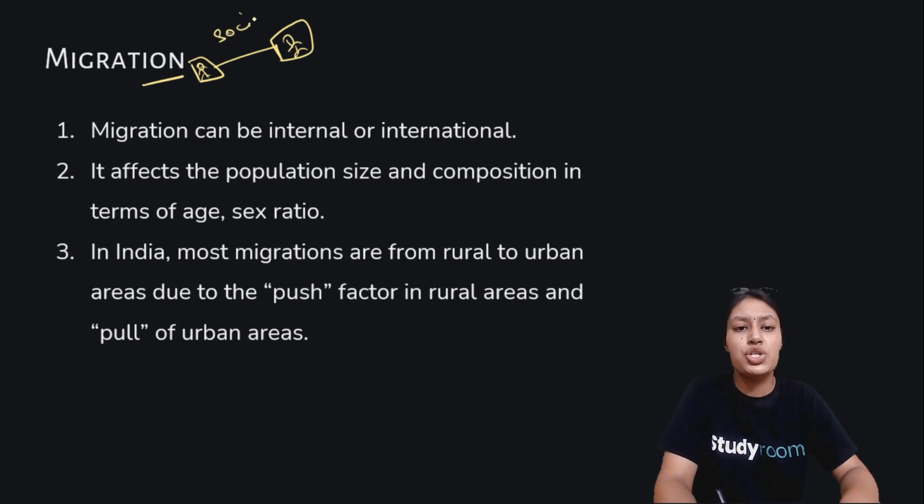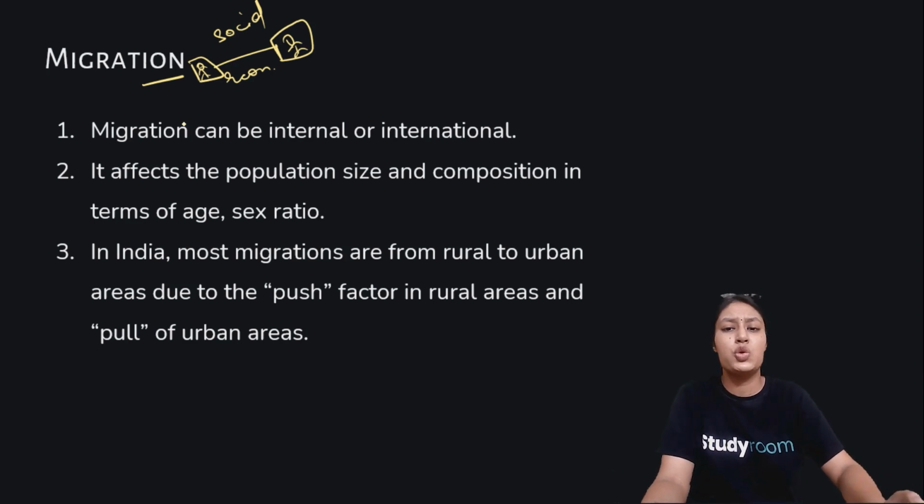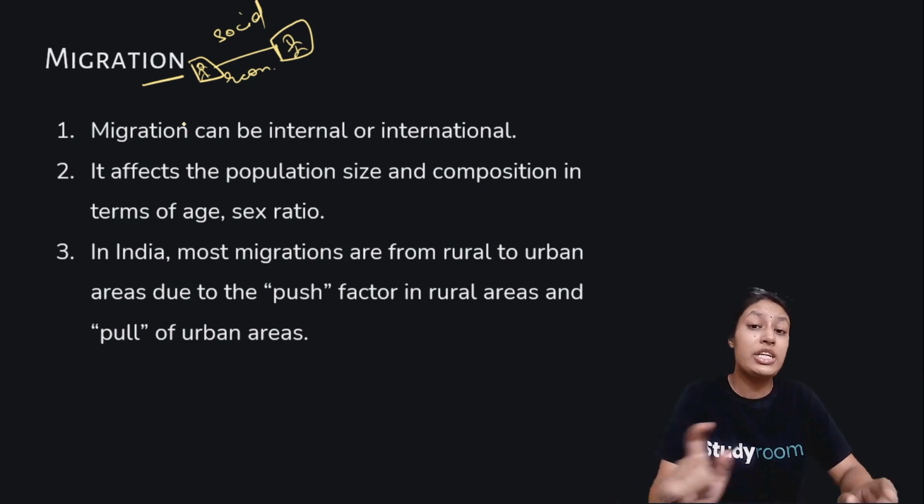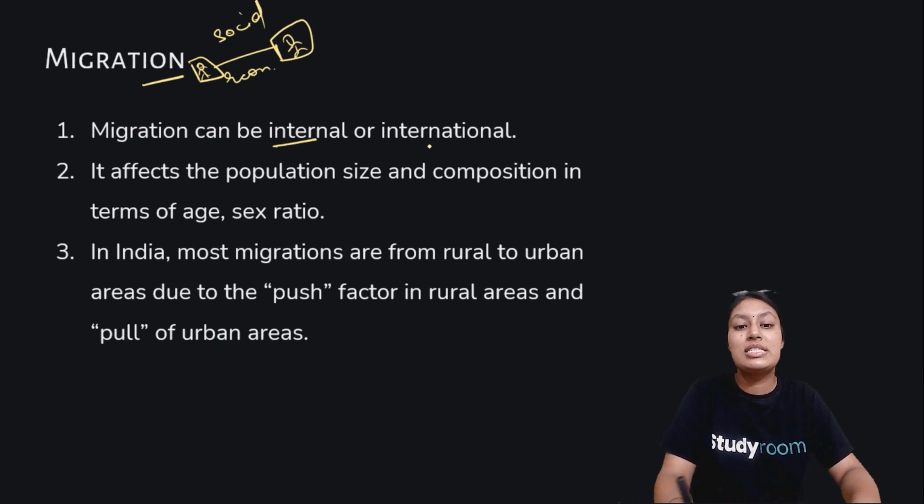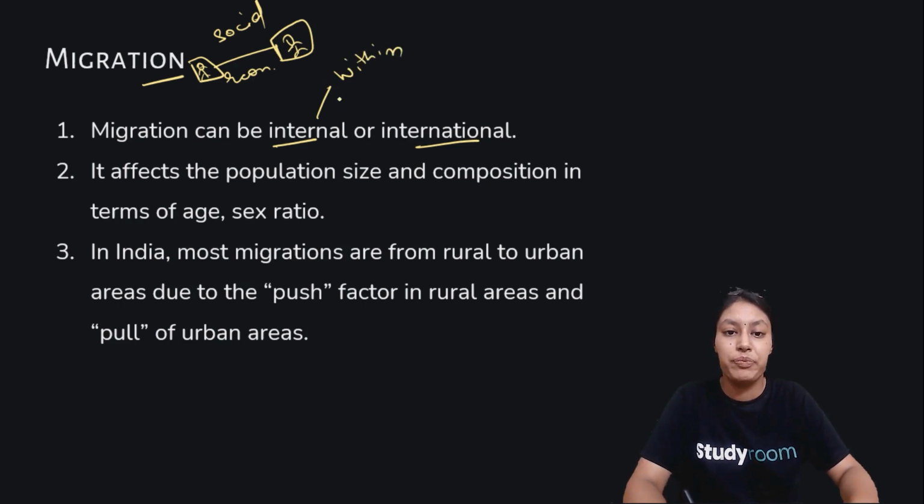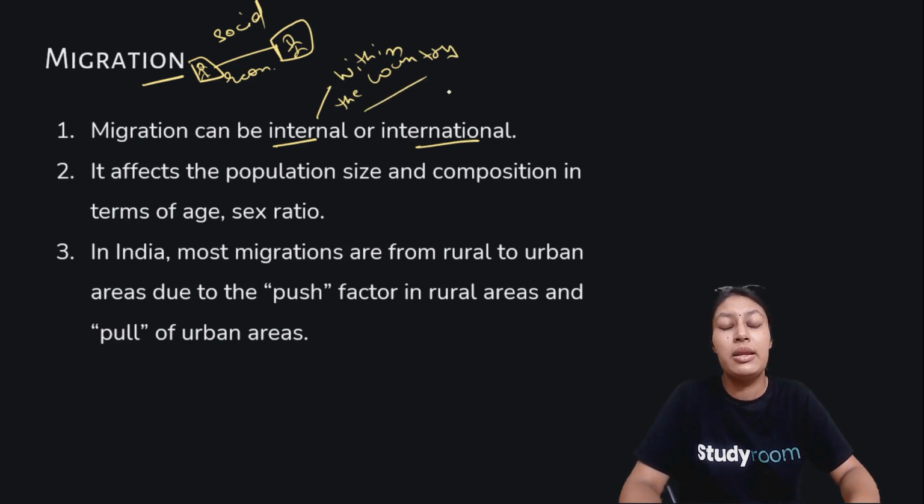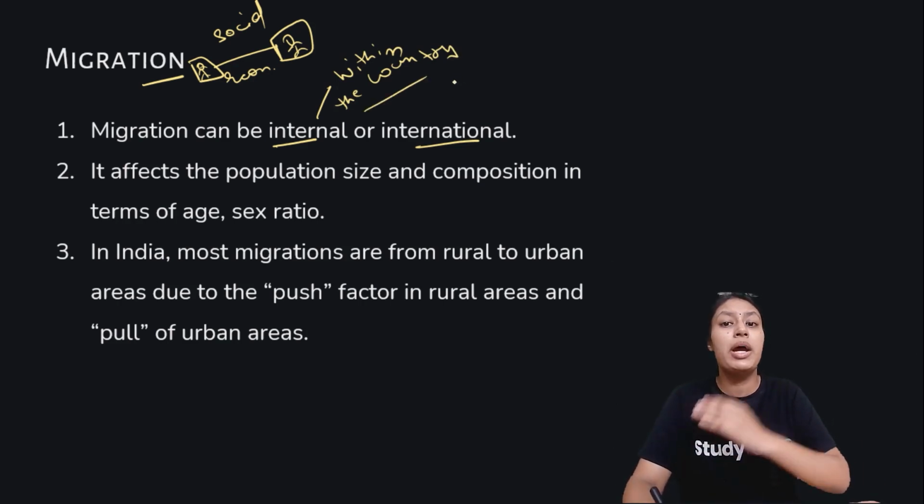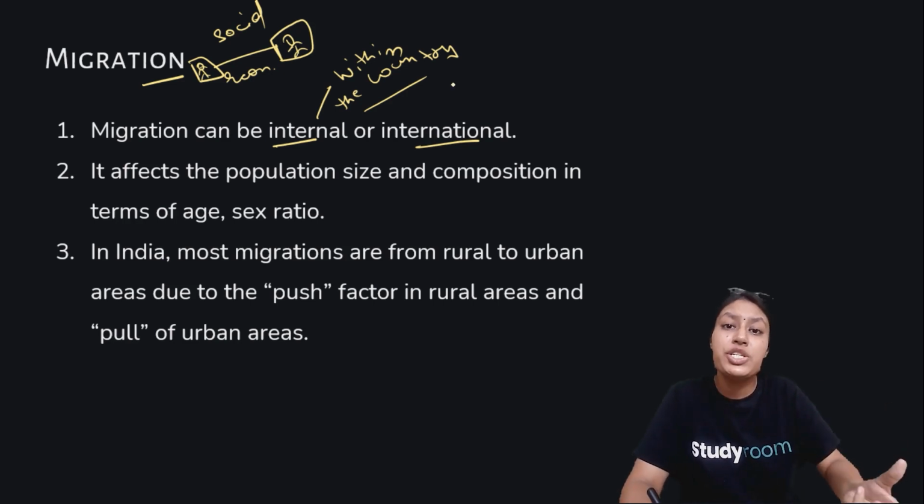Any social or economic factor. So one person leaving from one place to another in search of better job opportunities, education, healthcare, or whatever social or economic reason. Now, migration is of two types majorly. One is internal, second is international. Internal is when migration is within the country. For example, if you are living in Bihar and you shifted from Bihar to Delhi in search of better educational facilities, this is internal migration.